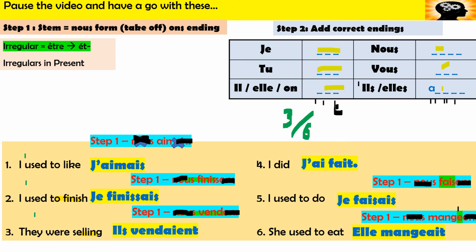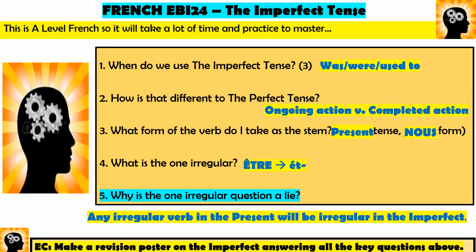Guys, a brilliant effort. 3 out of 6 will be a very, very strong score today. If you're not happy with your performance, that's fine. Just rewind the video, watch it again, and come back and have another go. Et voilà mes enfants, right guys, so that is everything there is to know about the imperfect tense. I've taught you everything about that tense that can possibly be taught. This is what it's all about.